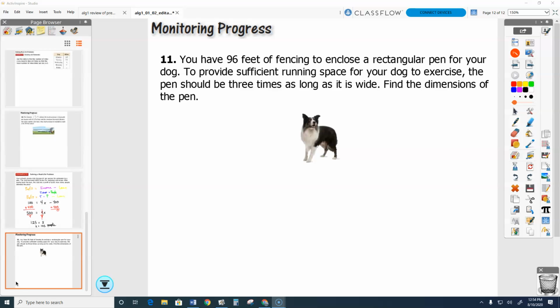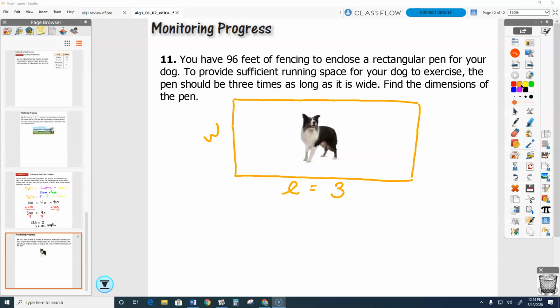All right, let's make sure we understand the problem here. We are trying to make a pen for the dog. In order to approach this problem, I'm just going to draw myself a pen for my dog. It says we want the length to be 3 times as long as the width. So let's call this one the width, and let's call this one the length, but the length has to be 3 times as long as the width. Now we want to know what W is and what L is.